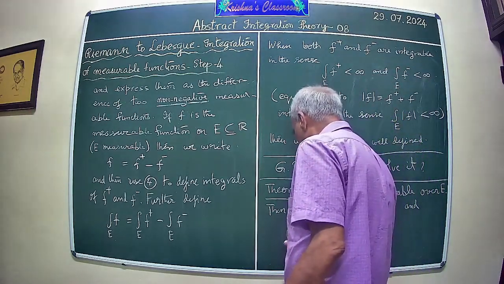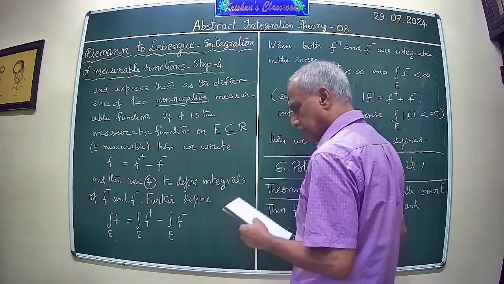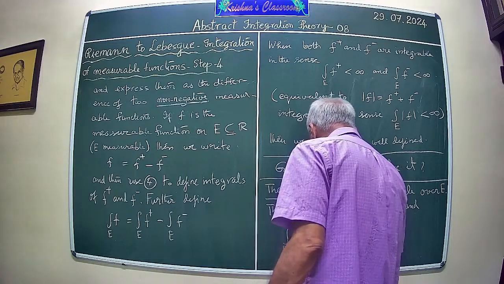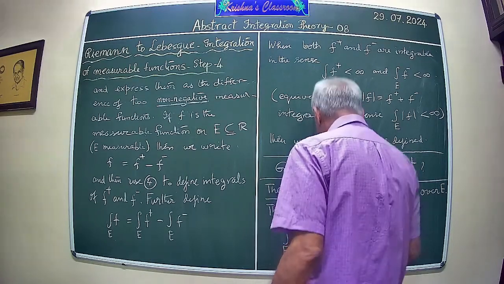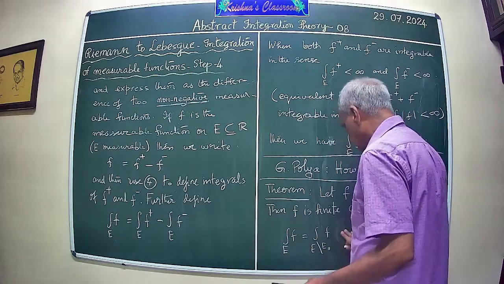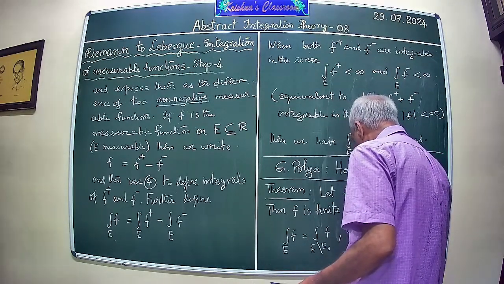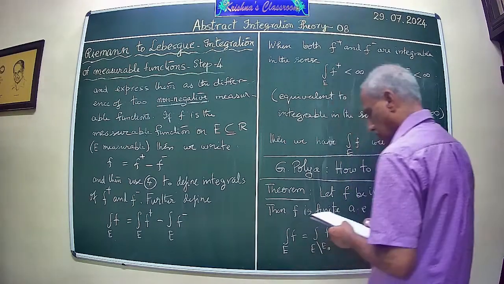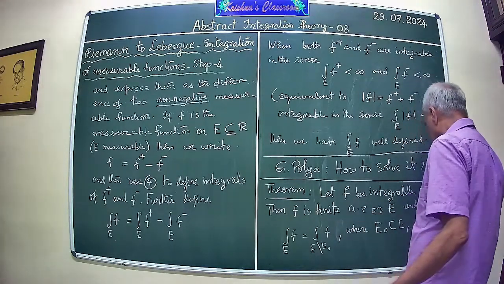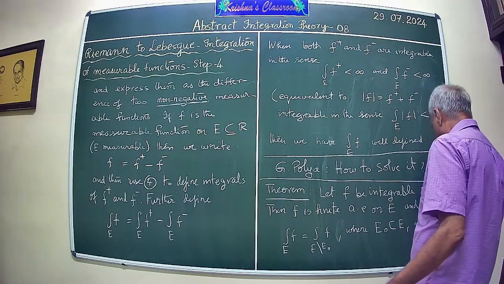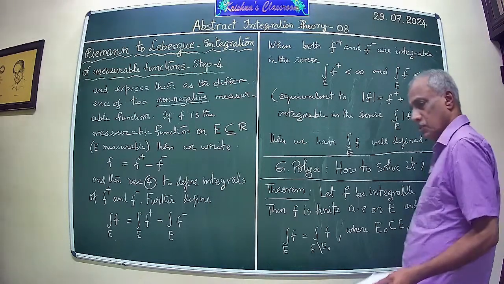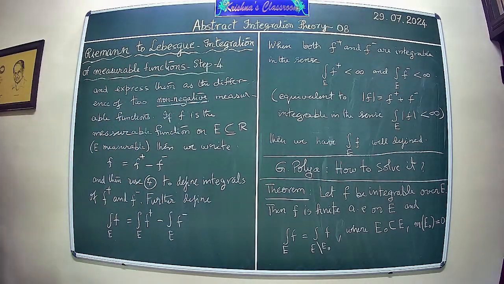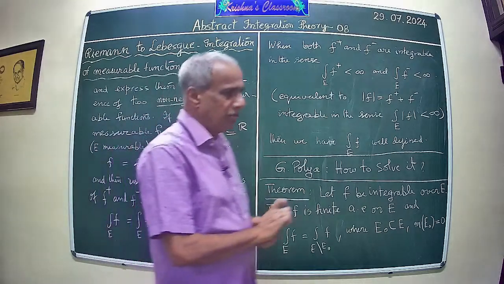the integral of f over E is equal to the integral over E minus E naught of f, where E naught is contained in E and has measure 0. So for a function to be integrable, you don't require the function to be finite everywhere.